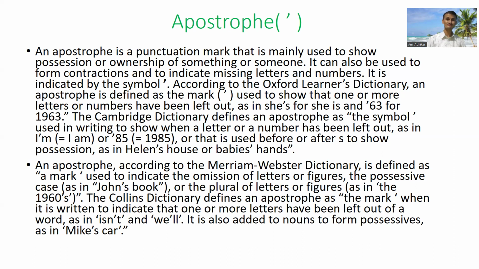Understand that. An apostrophe, according to the Merriam-Webster dictionary, is defined as a mark used to indicate the omission of letters or figures, the possessive case, as in John's book, or plural letters or figures, as in the 1960s. The Collins dictionary defines an apostrophe as the mark written to indicate that one or more letters have been left out of a word, as in isn't, or we'll. It is also added to nouns to form the possessive, as in Mike's car.